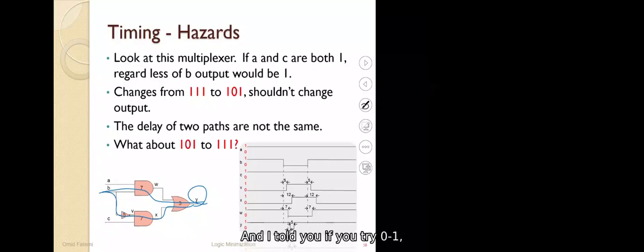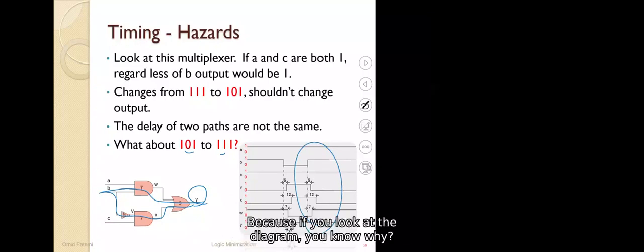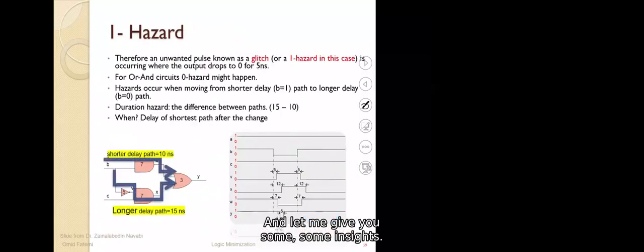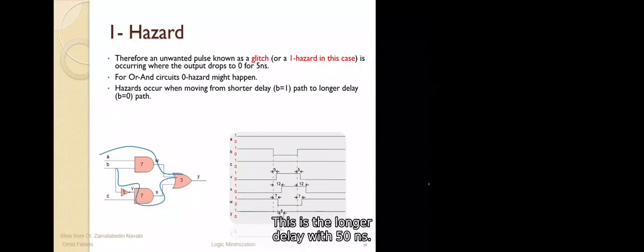And I told you, if you try from 0 to 1, as I showed you here, the glitch doesn't happen. If you look at the diagram, you know why: the change arrives later, but the output stays at 1. Okay, and let me give you some insights. This is the shorter delay with 10 nanoseconds. This is the longer delay with 15 nanoseconds.